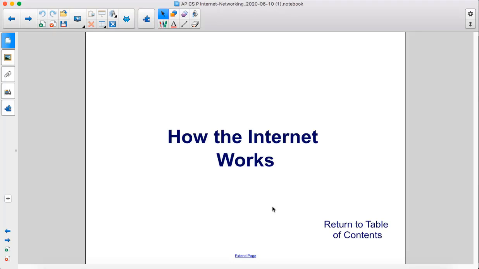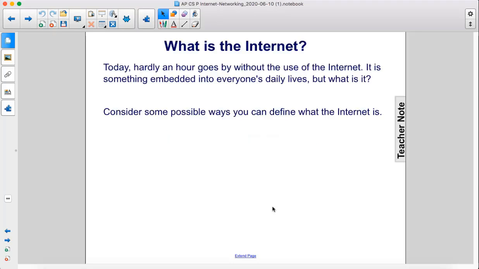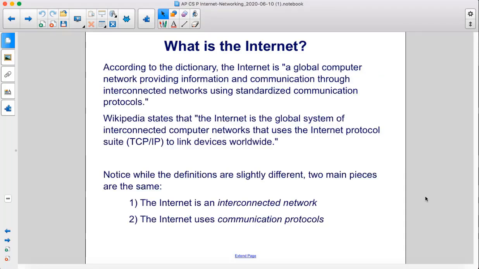How the Internet works. Today, hardly an hour goes by without the use of the Internet. It is something embedded into everyone's daily lives. But what is it? Consider some possible ways you can define what the Internet is.